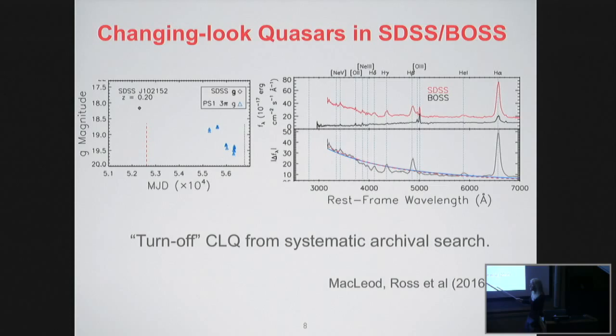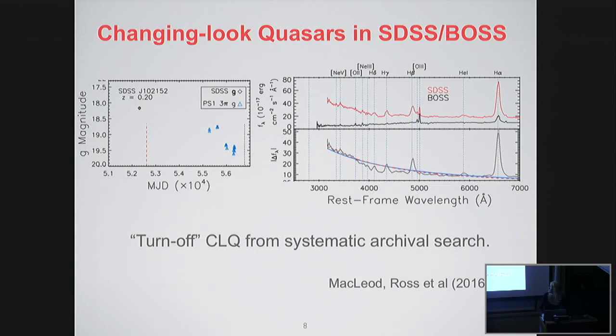Here on the left you have the Sloan photometry in black and Pan-STARRS in blue. The BOSS spectra epoch is indicated here. And on the right, the red is the early Sloan spectrum, the black is the later BOSS spectrum. Not only do you see the disappearance of the H beta broad emission line pretty much completely, and most of the broad component of the H alpha line, but also a very large change in the continuum.